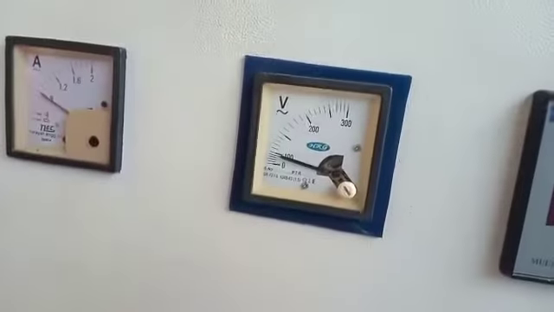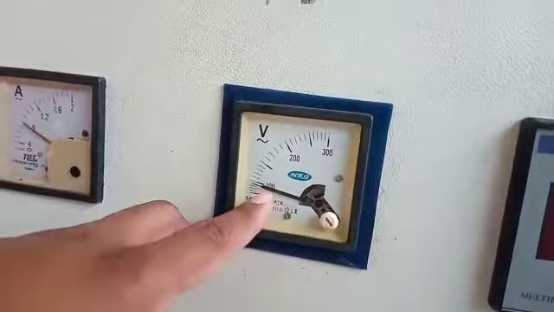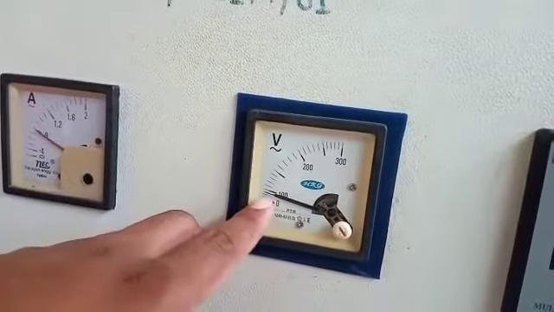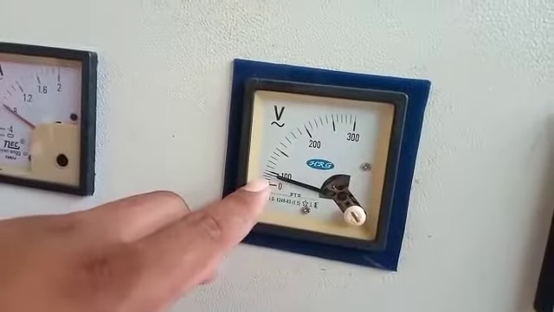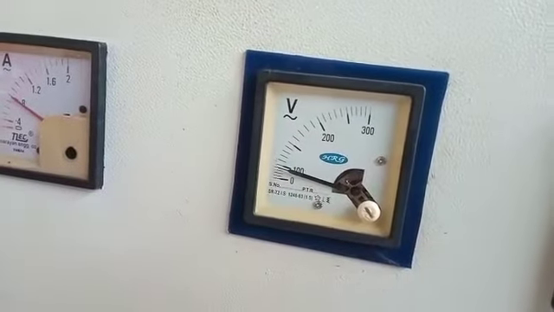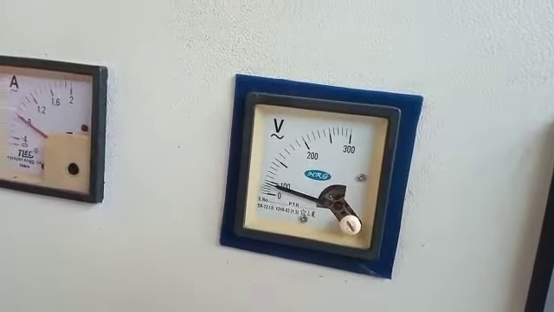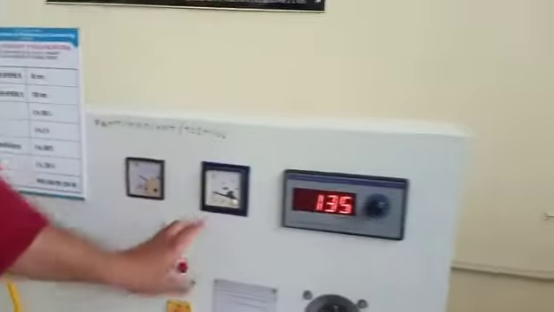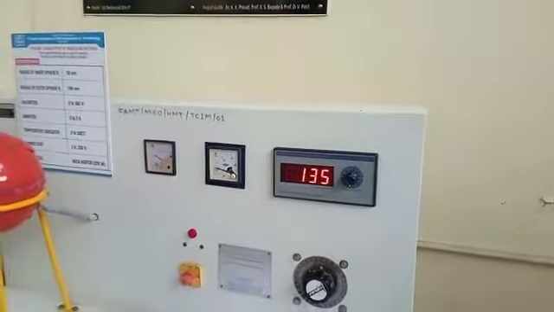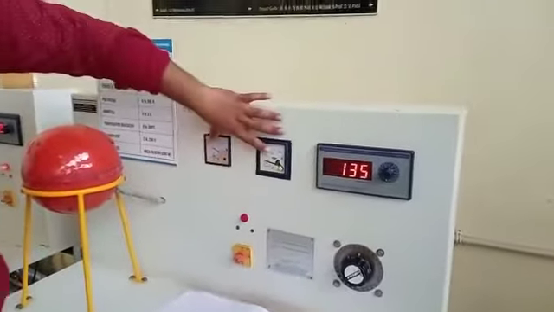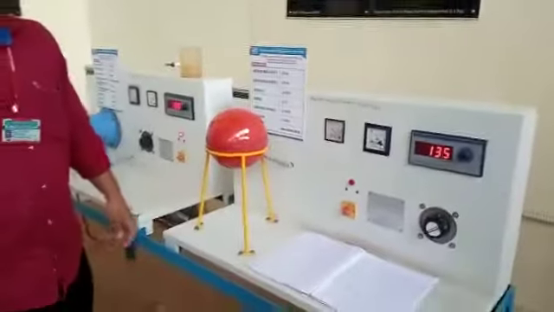Then the second reading is the voltmeter reading. The division is of 20: 0, 20, 40, 60, and this is around 80 volts. So the voltmeter reading you are supposed to take as 80, and the ammeter reading as 0.8 ampere. These two are the voltmeter and ammeter readings. Now we will move to the temperatures.